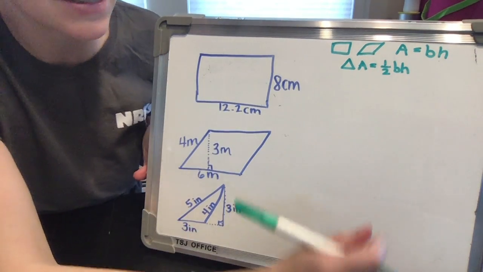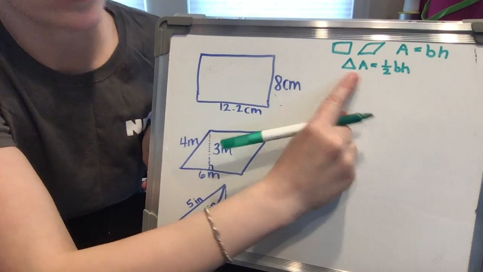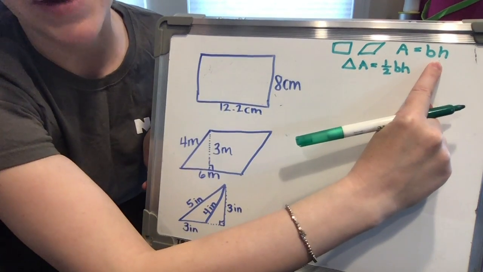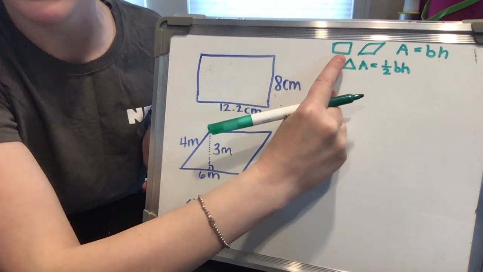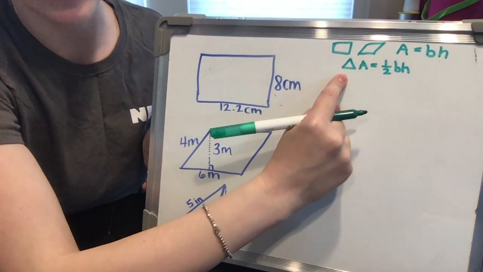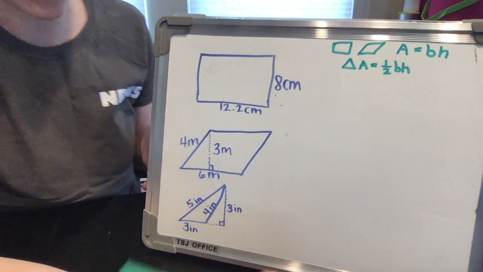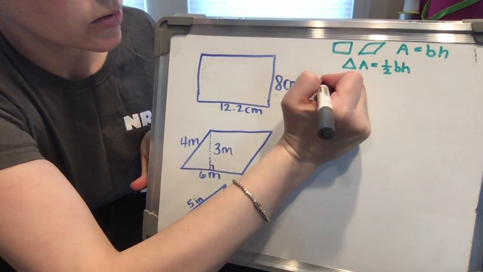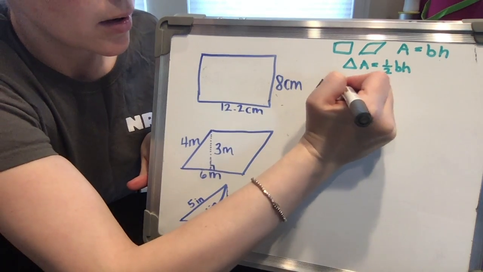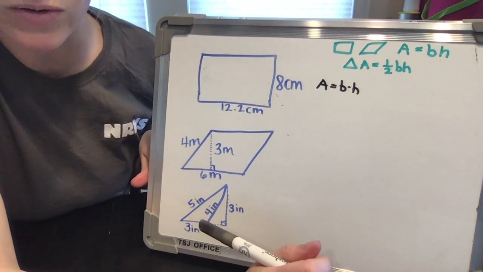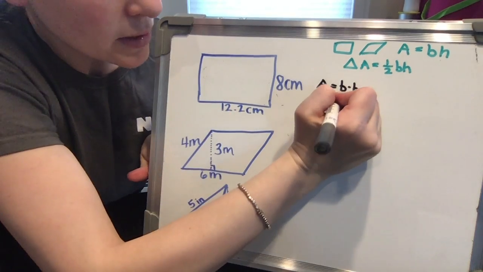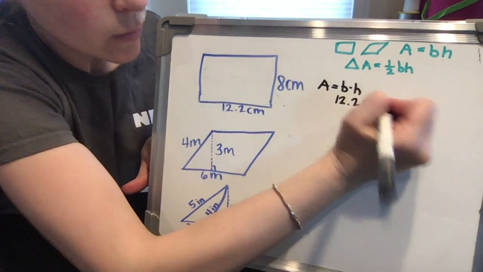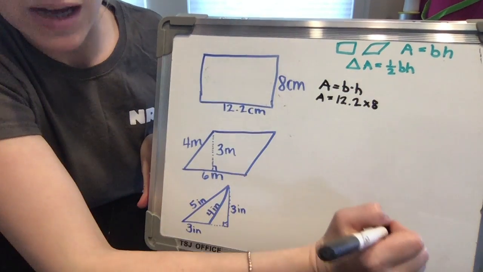The biggest mistake I see is when people are doing their triangles, they just forget to cut them in half. So what they were really doing was finding base times height, which would work for a rectangle or a parallelogram. But remember, when it's triangles, we sliced those in half. So the first thing I have here is a rectangle. I am going to copy down my formula, area equals base times height. For the base, I'm going to substitute 12.2 times my height, which is 8, equals area.